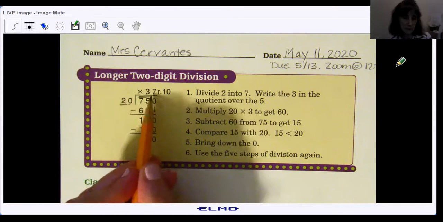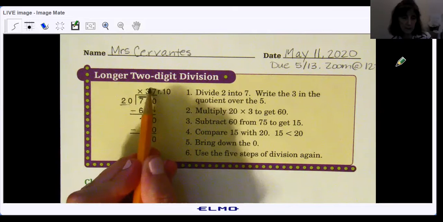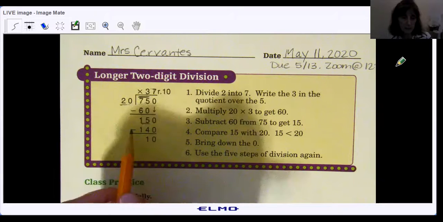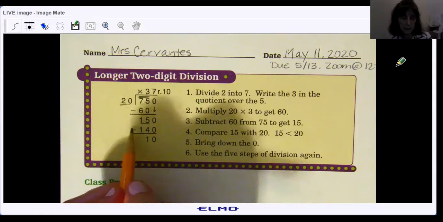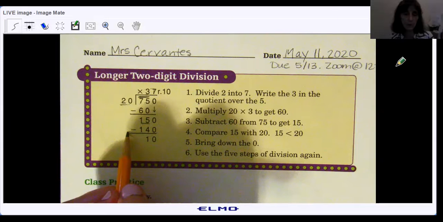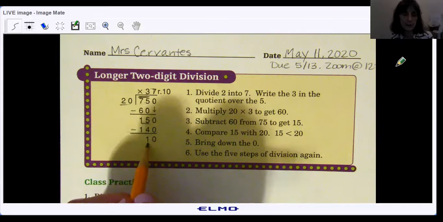7 times 2 is 14. So we'll try it. 7 times 0 is 0. And 7 times 2 is 14. And we'll draw a line and subtract. 0 take away 0 is 0. 5 take away 4 is 1. And your remainder is 10.